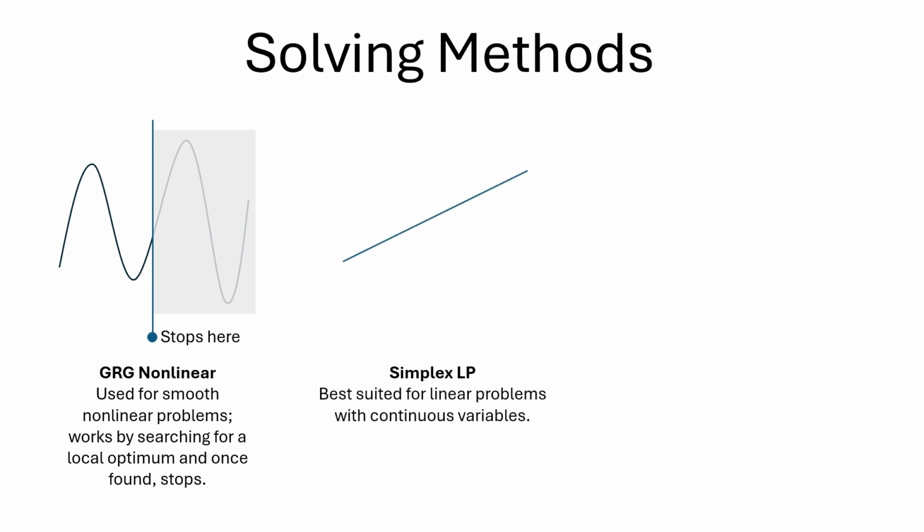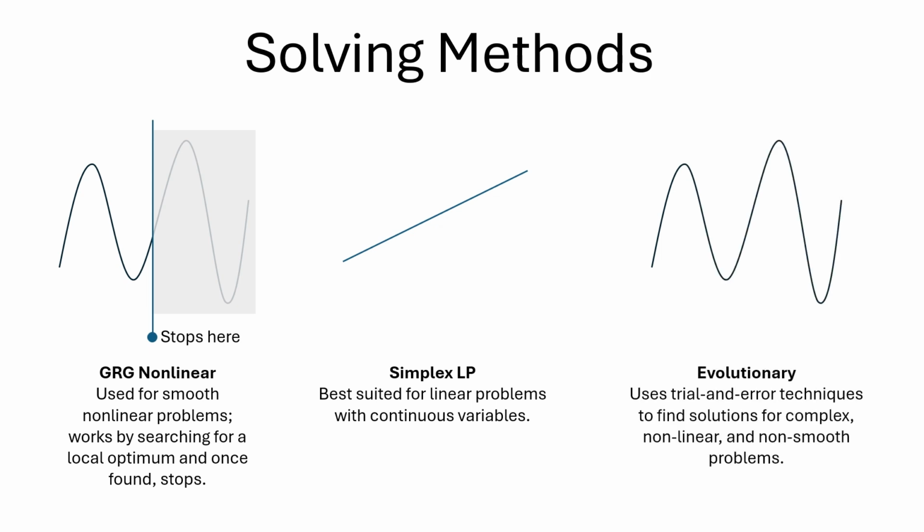The next one is called simplex LP. This is best when we have linear problems with continuous variables, and this method of solving goes very quickly. And the last one is evolutionary. This uses a trial and error technique to find solutions for complex nonlinear and non-smooth problems.